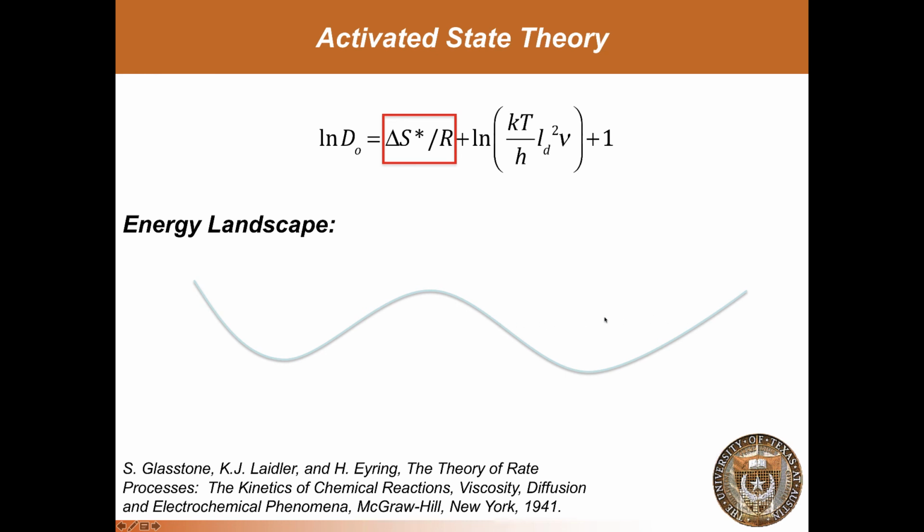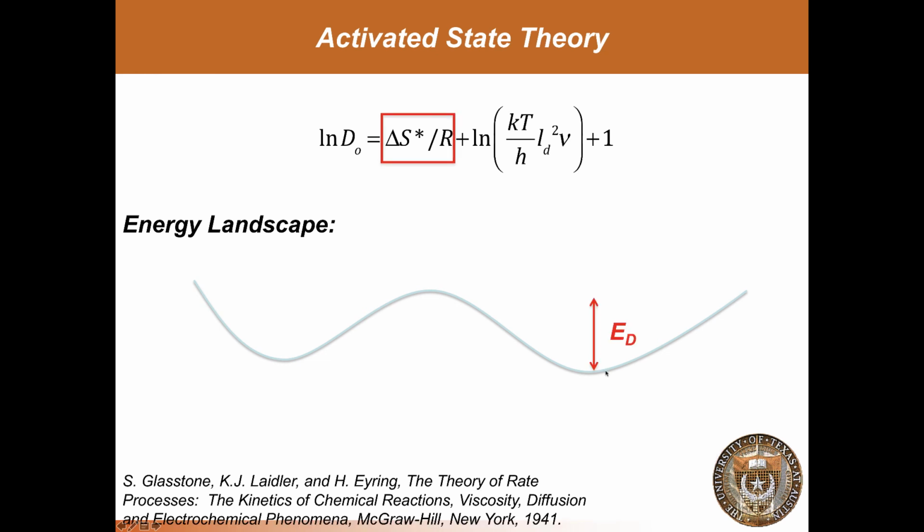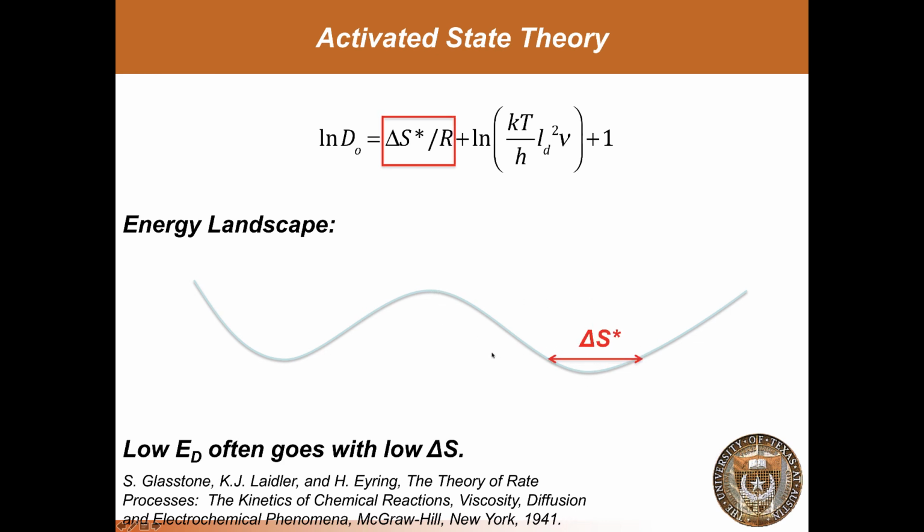width of this valley gives the penetrant more degrees of freedom to move about in this space with no energy or little energy penalty, and that leads to a high value of delta S star. So again, the height of this barrier is ED, and the width is proportional to delta S star. And if one has an energy landscape that would tend to have a low ED, it also tends to have a broad trough, and that gives corresponding values of delta S star.